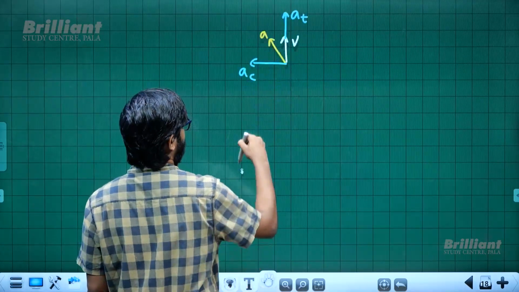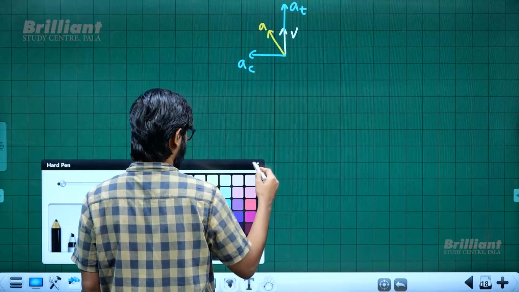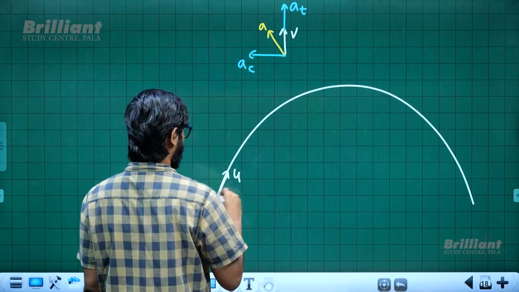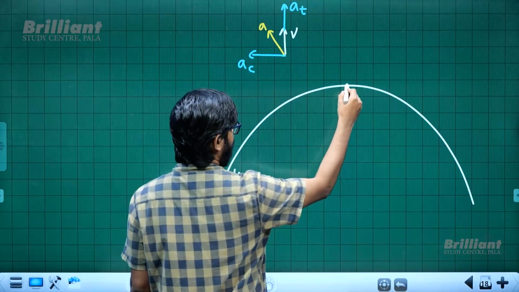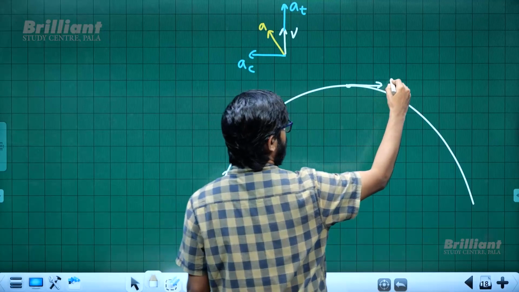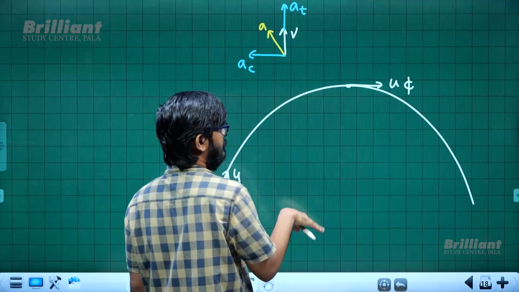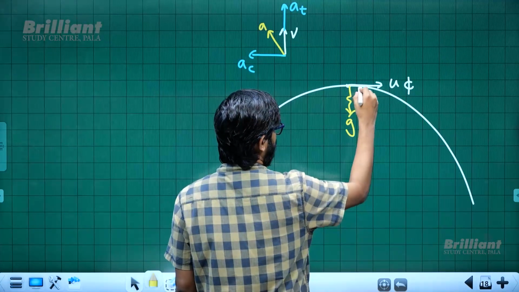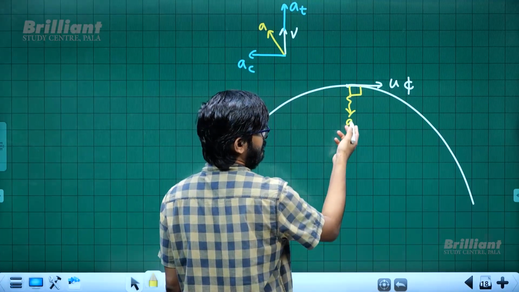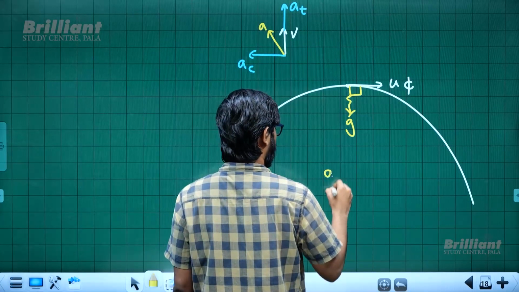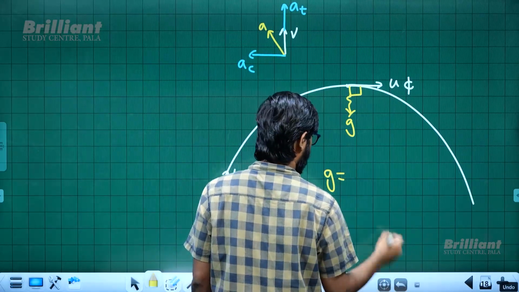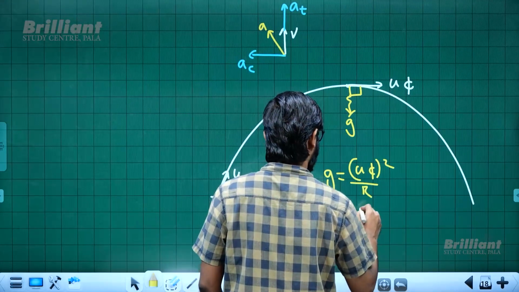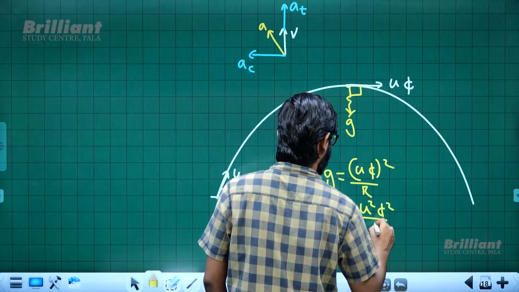The simplest example is, if someone asks you in projectile motion, if you are projecting with a speed u at an angle theta, what is the radius of curvature at the topmost point? At the topmost point, speed is u cos theta, because horizontal speed won't change. Acceleration is g in the downward direction. These two are perpendicular, so centripetal acceleration is g. Centripetal acceleration equals v square by r, so radius of curvature at the topmost point will be u square cos square theta by g.